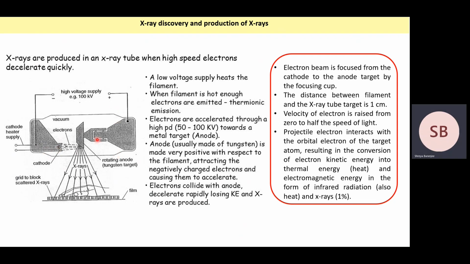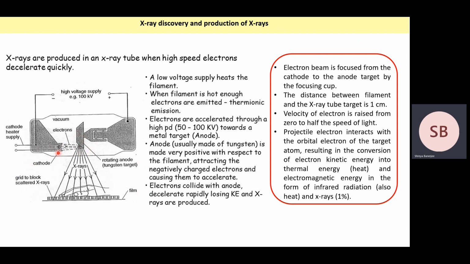This anode is usually made of tungsten, and it attracts the negatively charged electrons because it is positively charged. The electrons then collide with the anode and rapidly lose their acceleration by losing kinetic energy. And this kinetic energy that is lost forms the X-rays. So the electron beam is focused from the cathode to the anode by something called a focusing cup.